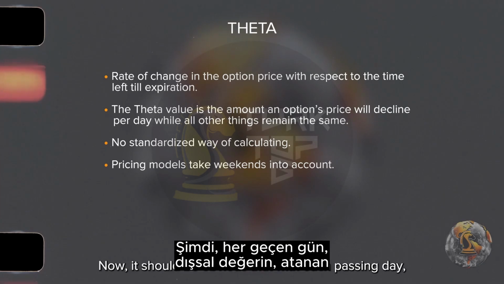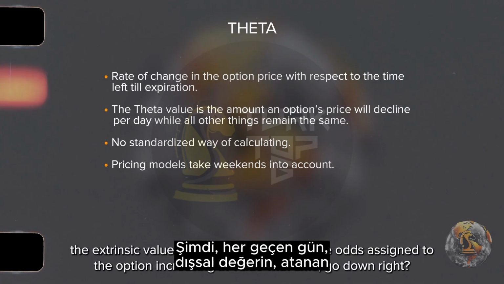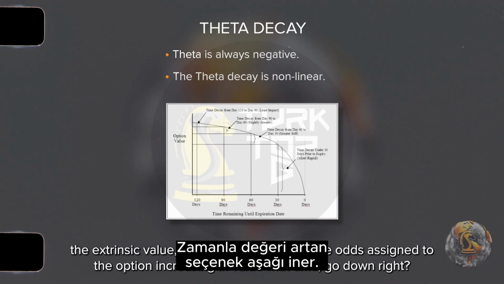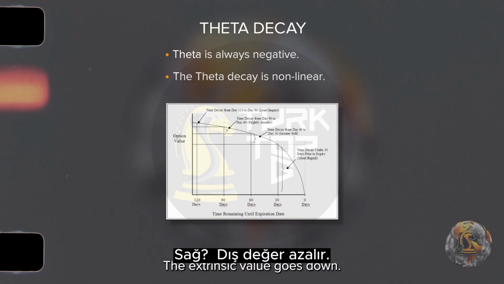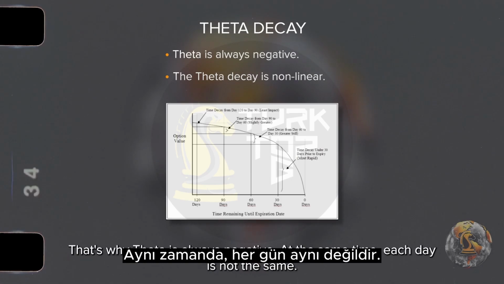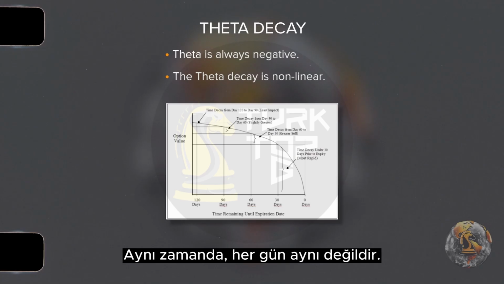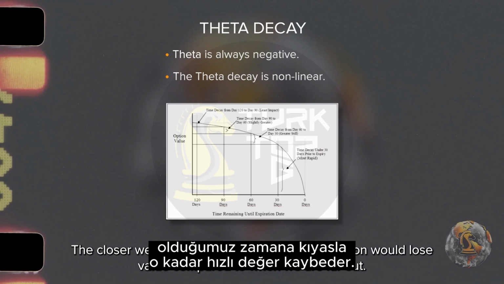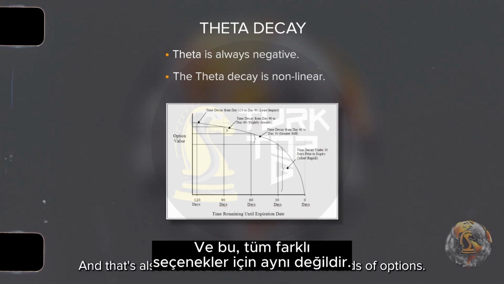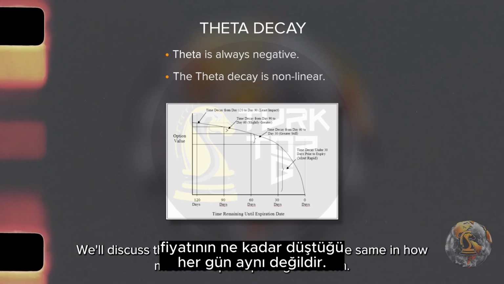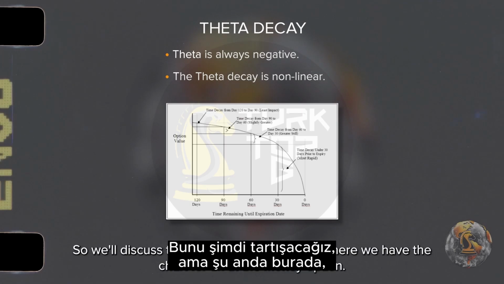Now, it should be obvious that with each passing day, the extrinsic value, the value derived from the odds assigned to the option increasing in value with time, goes down, right? The extrinsic value goes down. That's why theta is always negative. At the same time, each day is not the same. The closer we get to expiration, the faster an option would lose value compared to when we are far out. And that's also not the same for all different kinds of options. So we'll discuss this further. But each day is not the same in how much the option price goes down.